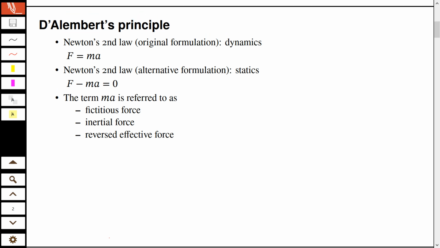The first thing, I don't know if you have heard this name: it's called D'Alembert's principle. Without knowing this name, you must have used this in some problem solving. It's related to how you see Newton's second law. You're well aware of that. In the original formulation, it is basically a dynamics problem. F is the net external force, and it equals mass times acceleration.